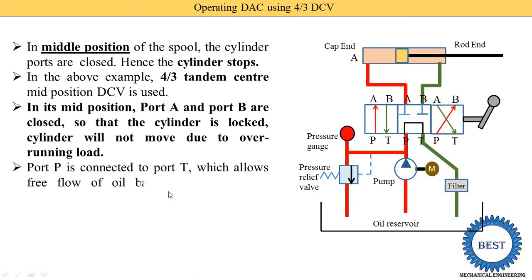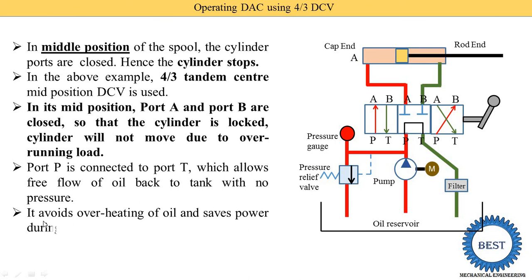Port P is connected to port T, which allows the free flow of oil back to the tank with no pressure. It avoids overheating of the oil and saves power during the idle period of the system.